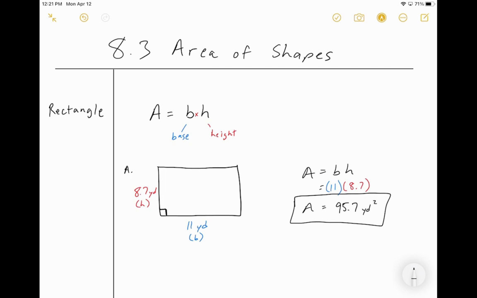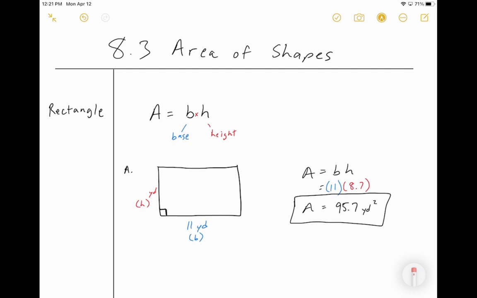Okay. Now on the IXL, sometimes they give you the area and only one of the sides. You just need to be able to go backwards and divide. So for example, if I said on this problem, I don't know how many yards that side is, but I know the area is 95.7.